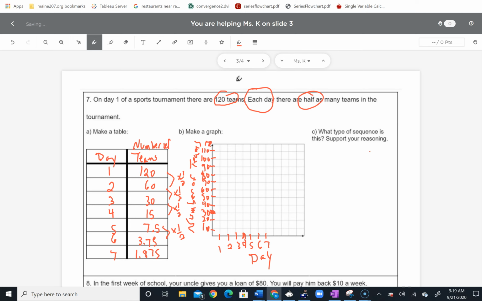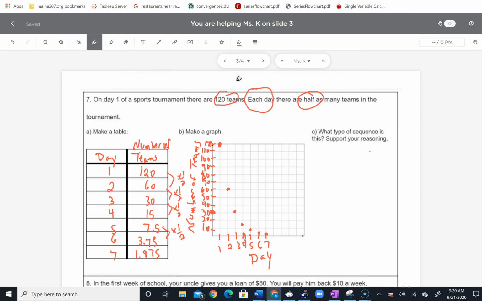And here's 120 at the top. So on day 1, we're all the way up here at 120. Day 2, we're here at 60. Day 3, we're here at 30. Day 4, we're at 15. So we're going to have to go in between the 10 and the 20. And then we're going to see a drop. 7.5 would be about right here. 3.75 is quite a bit lower. 7 is going to be way down here.